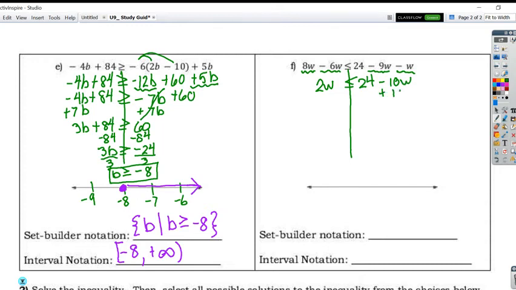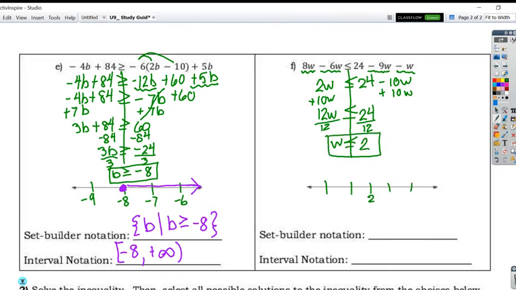Let's move all the variables over to one side. So I'm going to add 10W and add 10W. So it sounds like 12W now is less than or equal to 24. I'll go ahead and divide both sides by my coefficient of 12. So W now is less than or equal to 2. There's our solution.